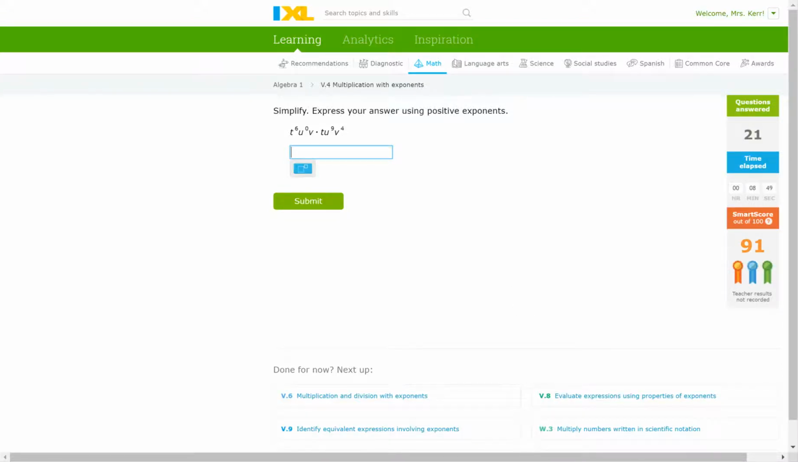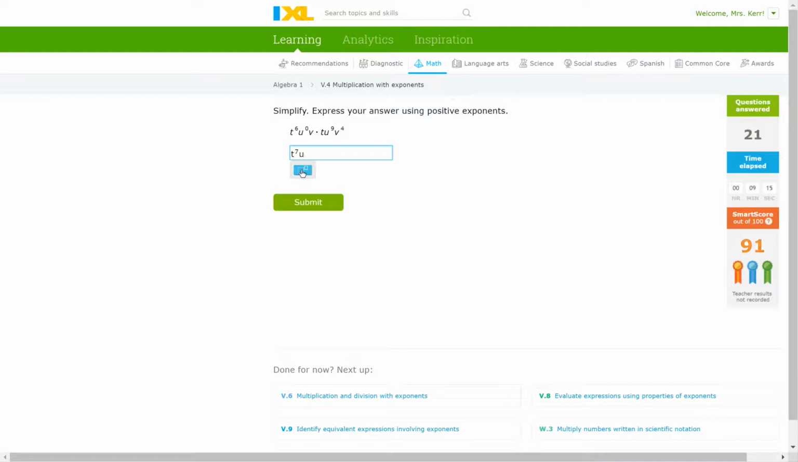Okay, so in this, you'll notice that it is a little more challenging because there's more letters involved, but we have three different variables. We have the t's, the u's, and the v's. So you just do the t's first. We have t to the 6 times t to the 1. When you multiply the same base, you add the exponent. So 6 plus 1 is 7.